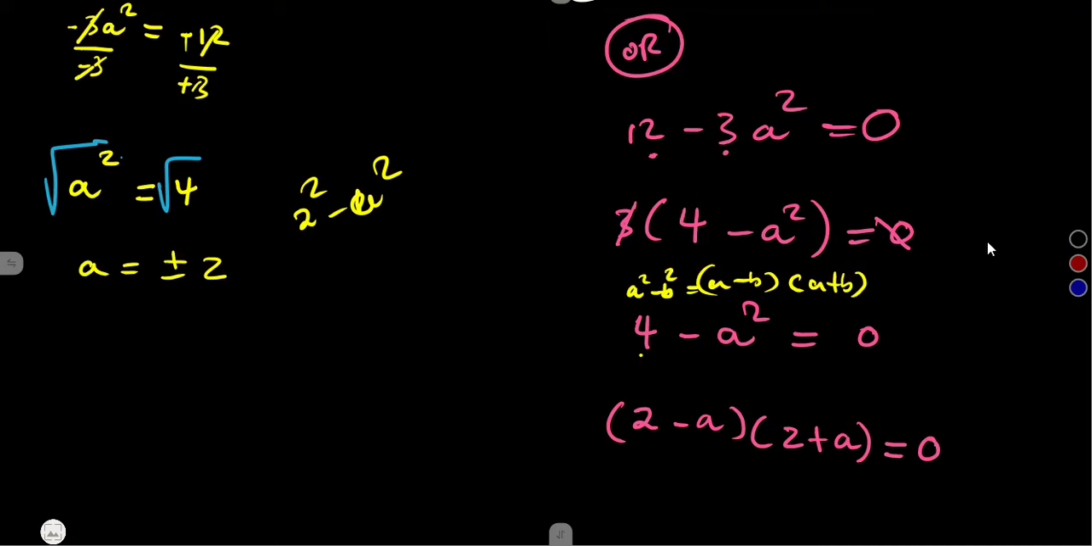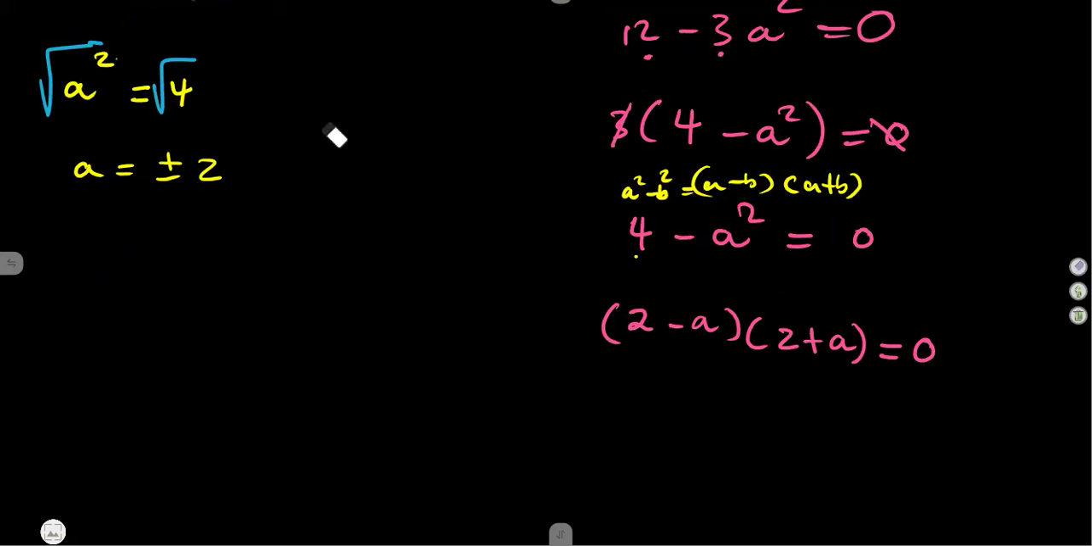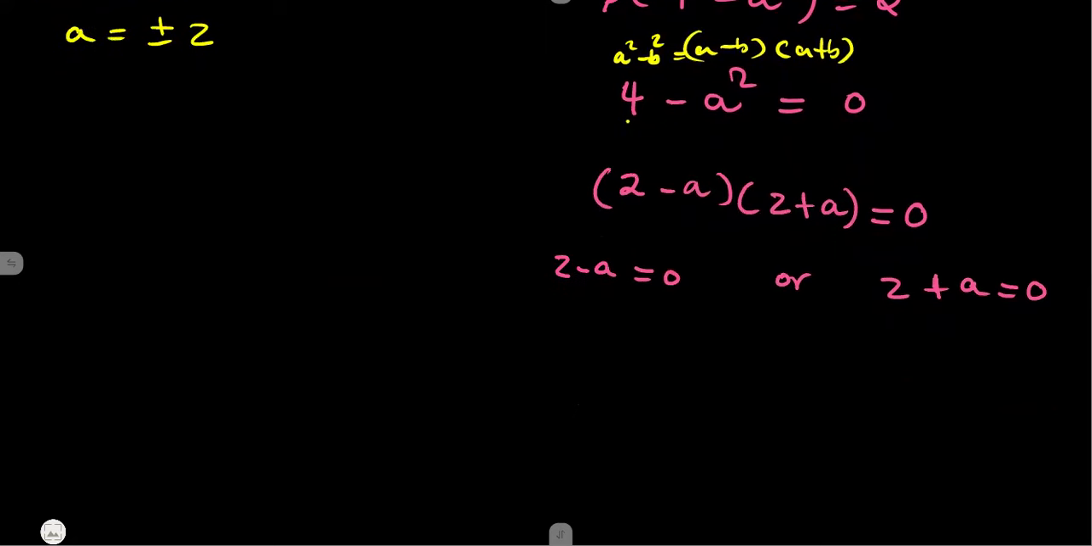So that is what you're going to have from the zero concept. The product of these two brackets gives us a 0. It means one of these must be equal to 0. 2 minus a must be equal to 0, or this bracket of 2 plus a must be equal to 0. So what will be the values of a in that case?